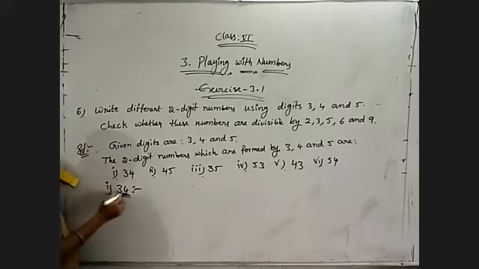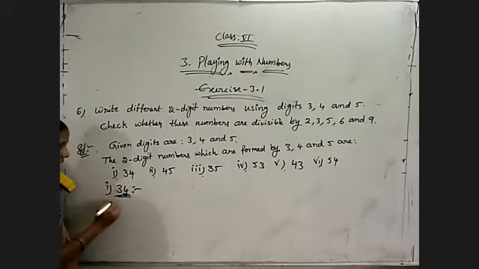Coming to 5. If the last digit is 5, then only it is divisible by 5. Otherwise it is not divisible by 5. So 34, because we have 4 in the unit place, is not divisible by 5. For 6, if it is divisible by 2 and 3, then only it is divisible by 6. But 34 is divisible by 2 but not divisible by 3, so it is not divisible by 6. And 9: 3 plus 4 is equal to 7. It is not a multiple of 9, so it is not divisible by 9.